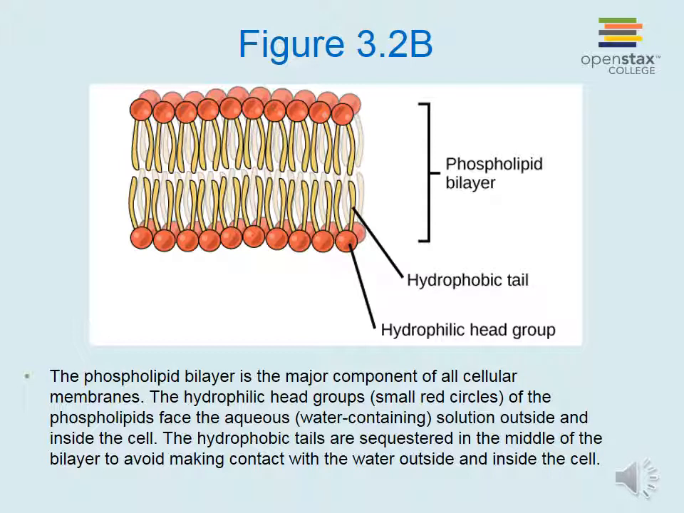The phospholipid bilayer is the major component of all cellular membranes. The hydrophilic head groups, indicated by the small red circles, of the phospholipids face the aqueous, meaning water-containing solution, outside and inside the cell. The hydrophobic tails are sequestered in the middle of the bilayer to avoid making contact with the water outside and inside the cell.